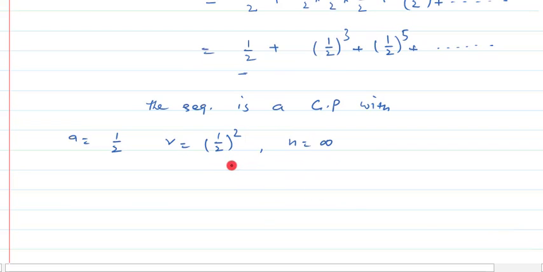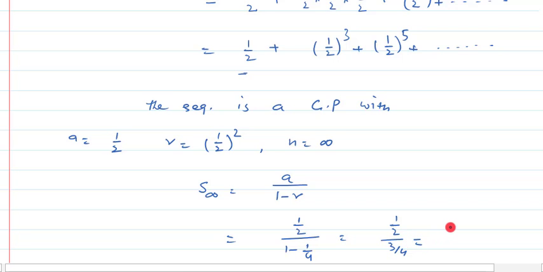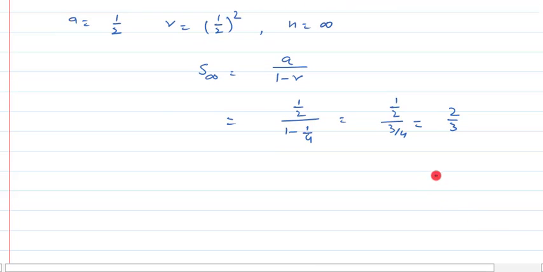So you should know the formula that you have studied in your 11th class, that S infinity is equal to a upon 1 minus r, means sum of infinity terms of a GP is a upon 1 minus r. Here a is 1 upon 2 and r is 1 upon 4. So we are getting 1 upon 2 upon 3 upon 4, and after simplifying this thing we are getting 2 upon 3. So therefore the probability of winning A is 2 upon 3. So probability of winning B will be 1 minus 2 upon 3, that is 1 upon 3. So these are the respective probabilities of winning A and B.